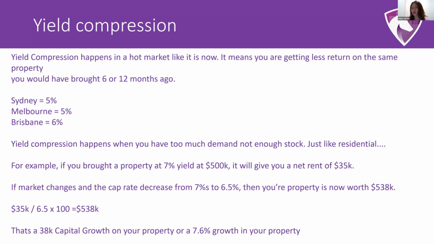So right now we're seeing 5% in Sydney and Melbourne. We're seeing 6% in Brisbane. Traditionally we're seeing 7% in Brisbane, but now that's compressed to 6, and things are listing at 5.5 at the moment.